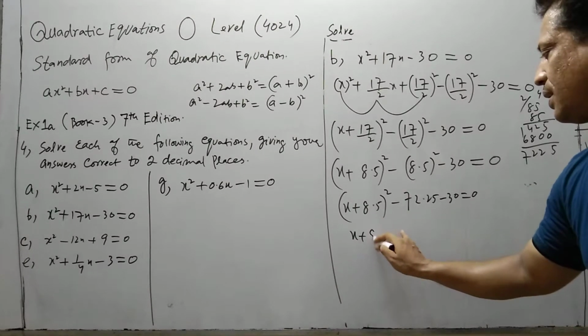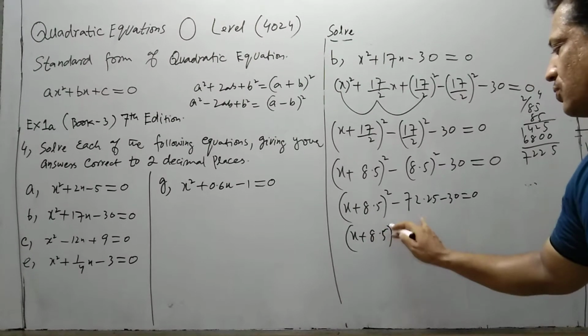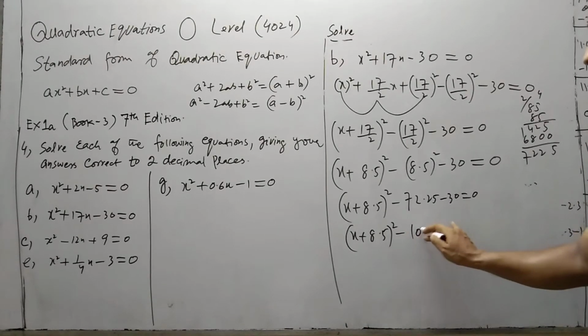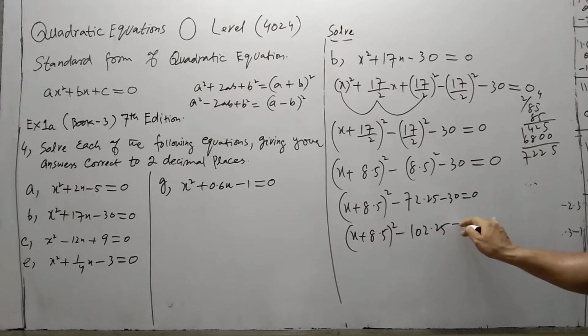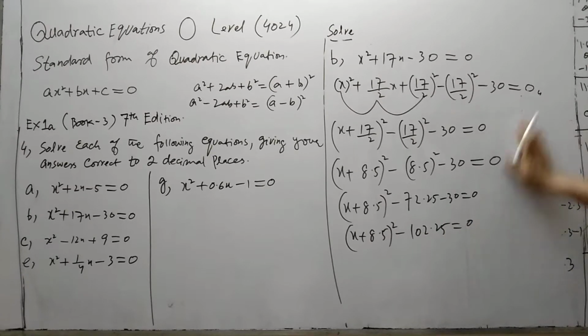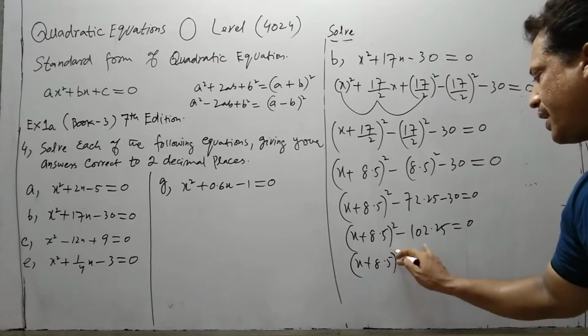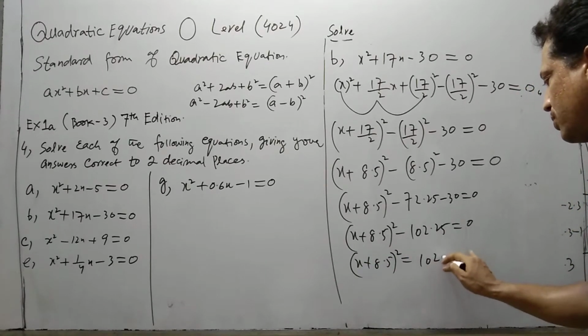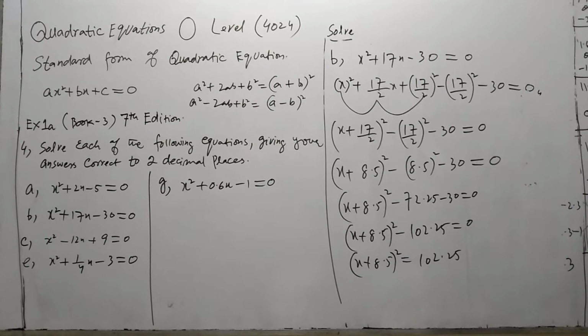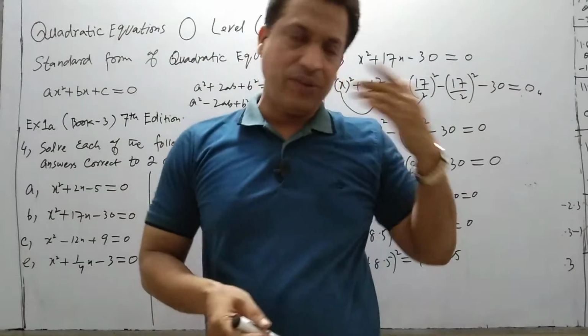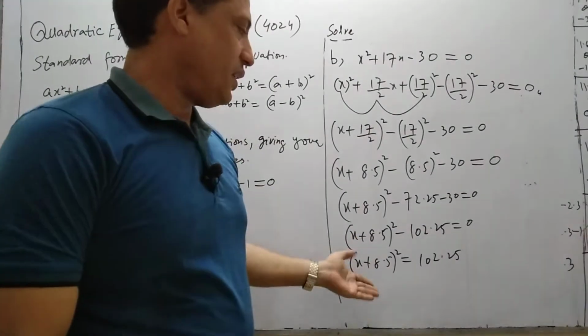And (x + 8.5)² − 72.25 − 30 is (x + 8.5)² − 102.25 = 0, and then (x + 8.5)² = 102.25. I am giving you the remaining work. You have to complete this question.